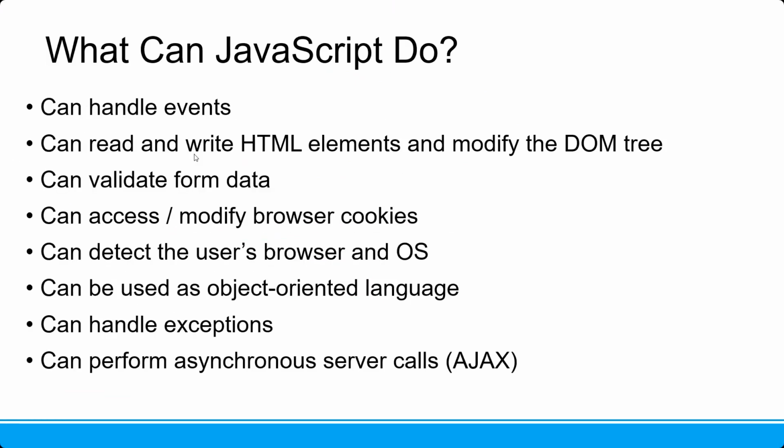So what can JavaScript do? JavaScript can handle events. Event means click, move your mouse, or click down, click up. Those kinds of things we call events. We can read and write HTML elements and modify the DOM tree, so we can modify the document object model tree. We can validate the form data.